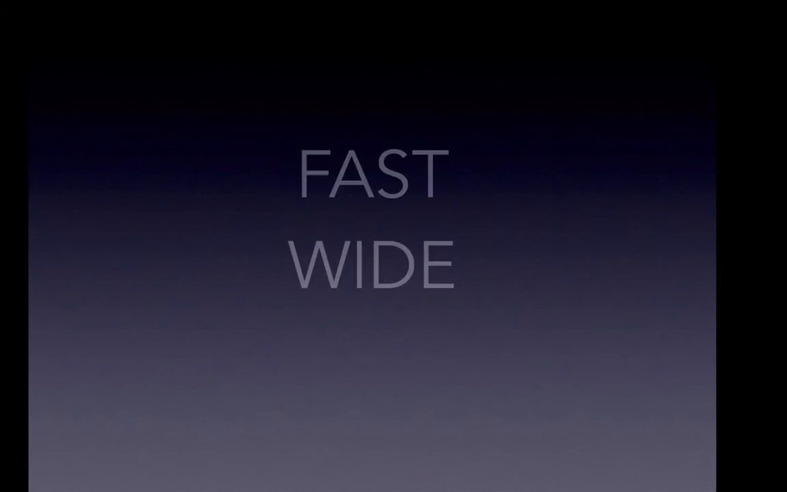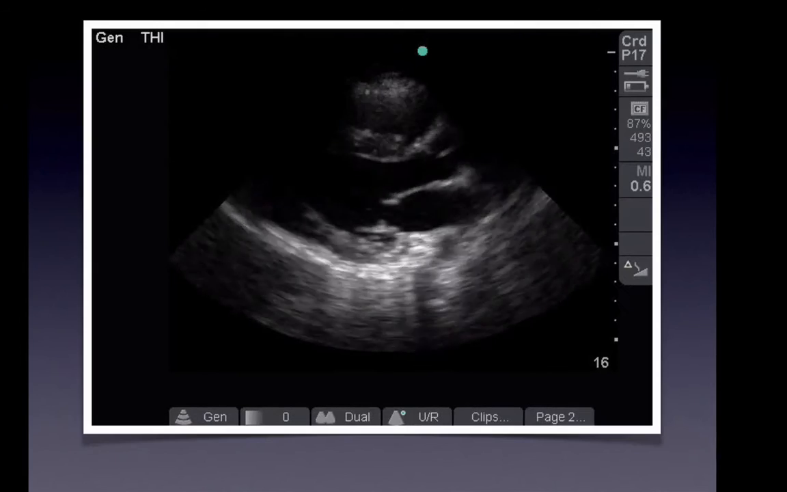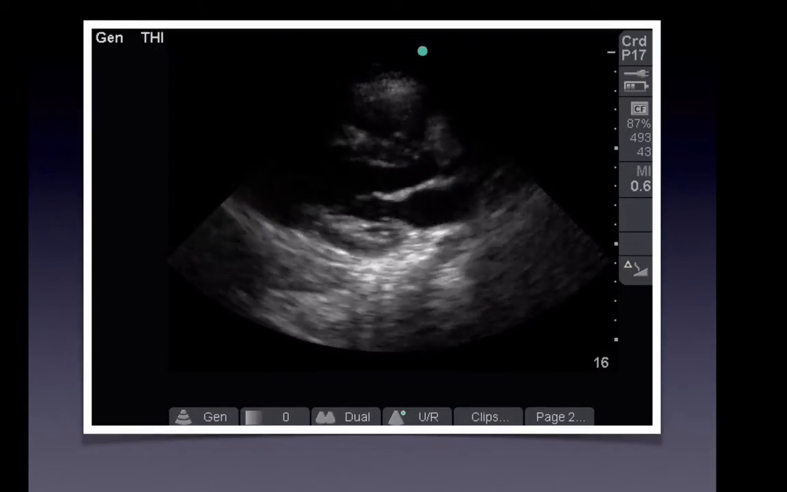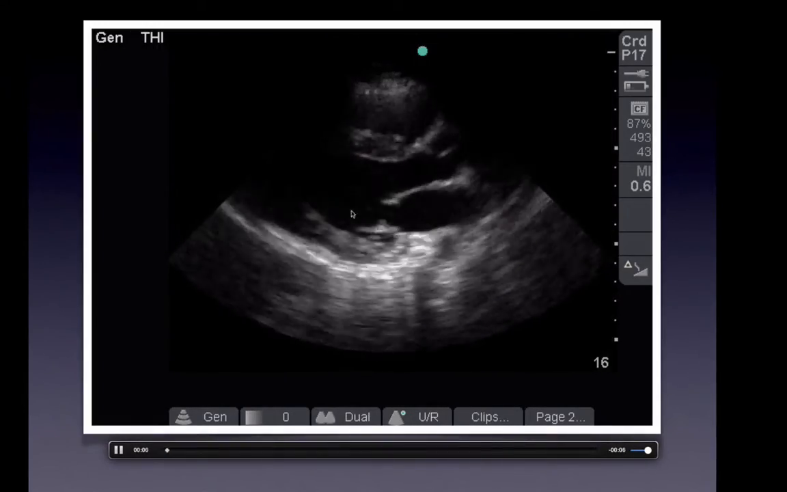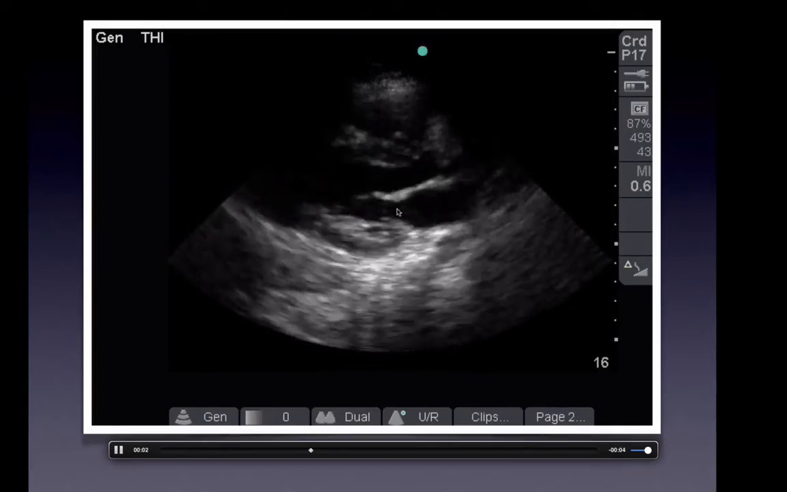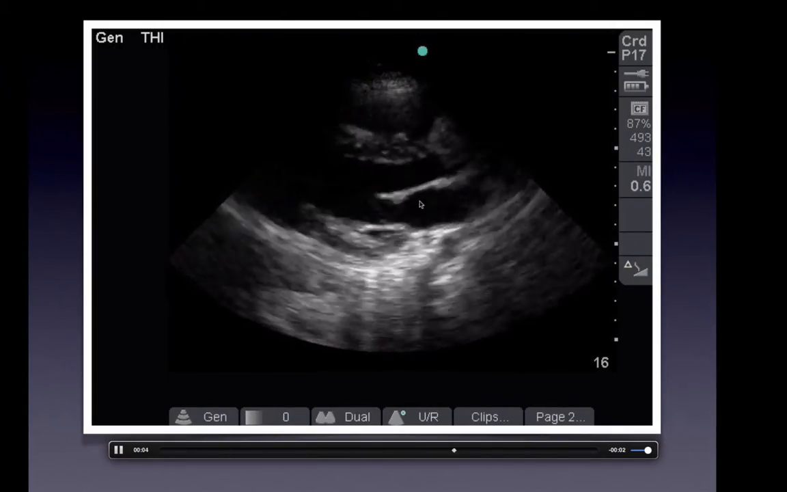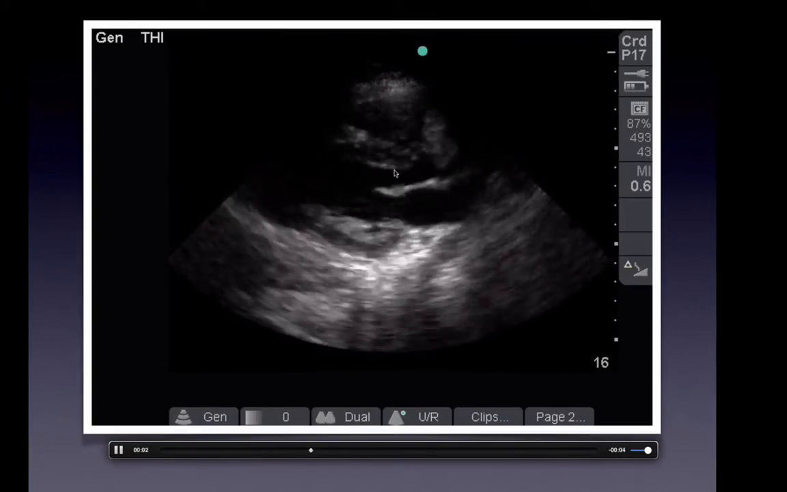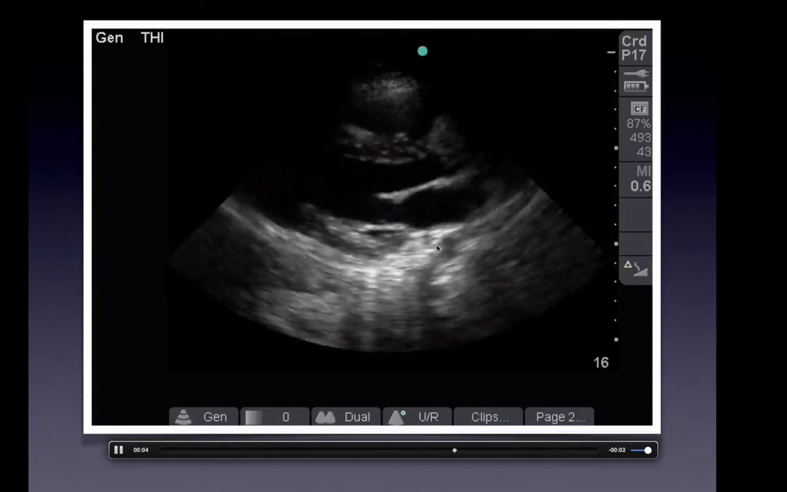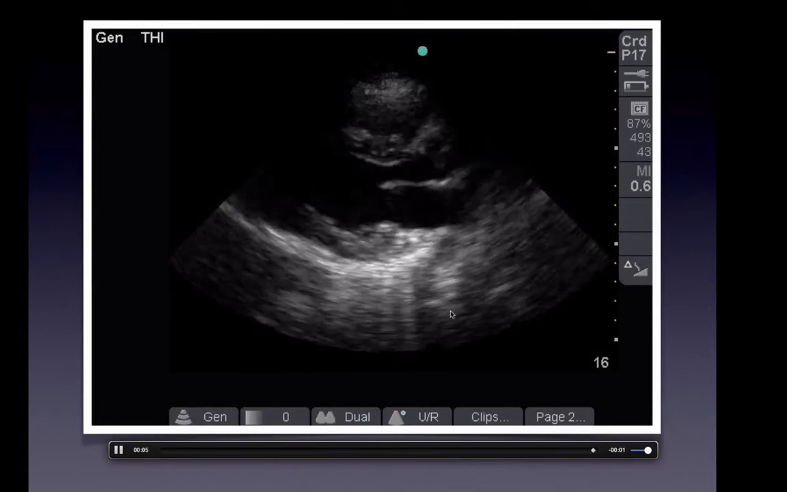Valves should open fast and wide. If you think about it, it's like a door that's being opened. If you have good flow and strong contractility, that valve is going to open, and you're going to see the anterior leaflet of the mitral valve just hitting the septum. It's good activity, a strong heart.